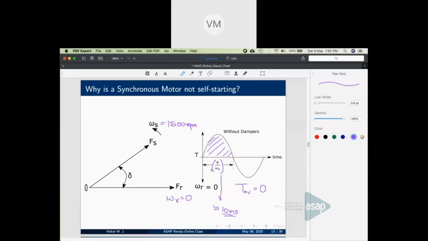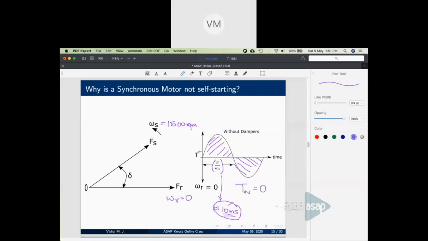Now, the problem here is that the rotor is a heavy piece of steel. It's an electromagnet kind of a thing. 10 millisecond is too small for the machine to react. Before the rotor could react to this positive torque, it is subjected to a negative torque within 10 millisecond. Before it could react to the negative torque, it is again subjected to the next cycle of positive torque. Thus, a synchronous motor experiences a pulsating kind of torque, so the average torque becomes 0.